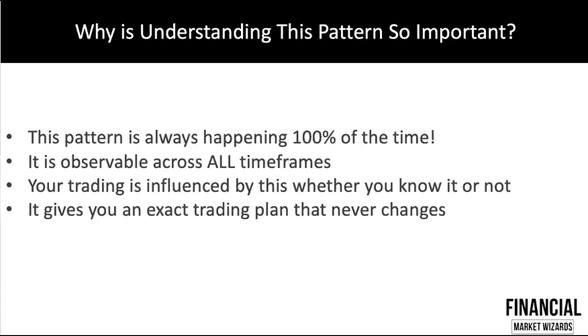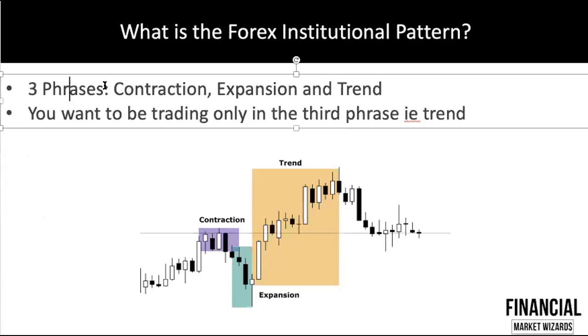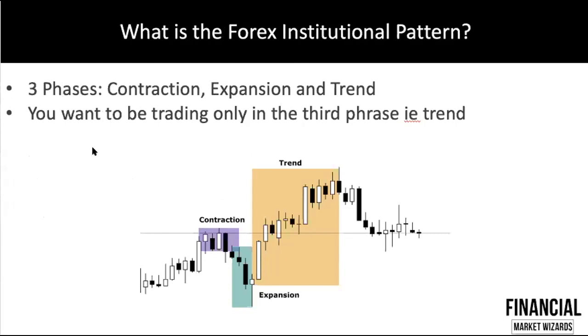Now you might ask, what is the Forex institutional pattern? It is made of three phases. Sorry, three phases, not phrases. It's made of contraction, expansion, and trend. Not to worry, I'll go into greater detail for each of these phases, but just know for now that there are three phases: contraction, expansion, and trend.